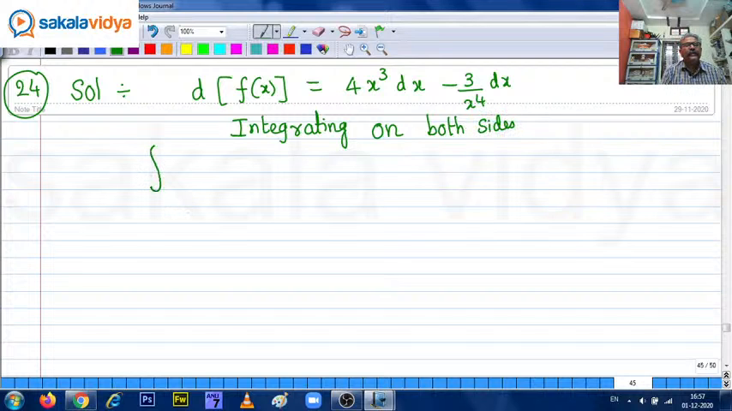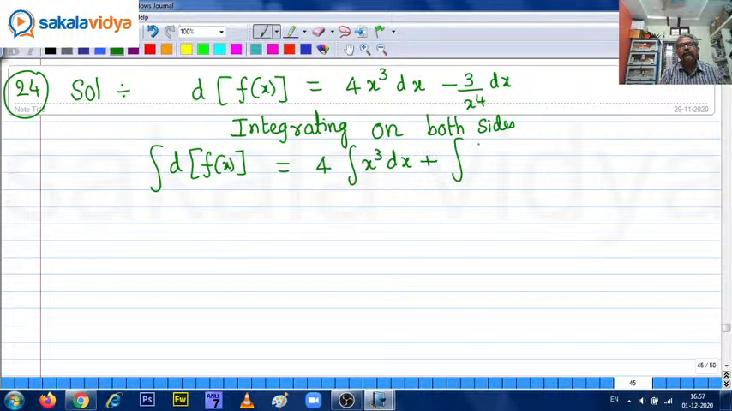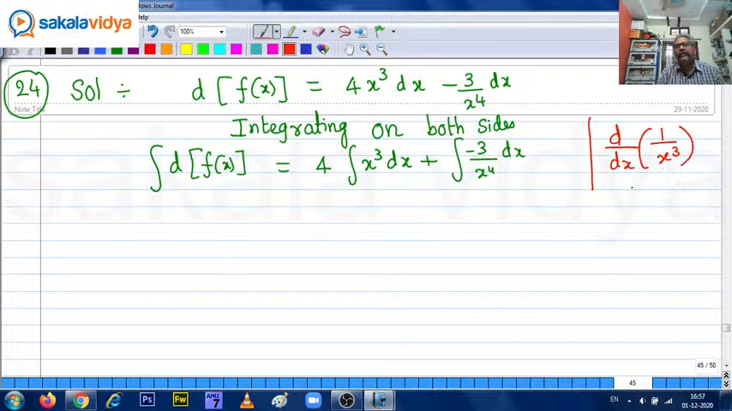So we get integral of d of f of x equals 4 times integral of x cube dx plus integral of 3 minus 3 upon x to the power of 4 dx. I will tell you, d by dx of 1 upon x cube is minus 3 upon x to the power of 4. So the integral of minus 3 upon x to the power of 4 will be 1 by x cube.